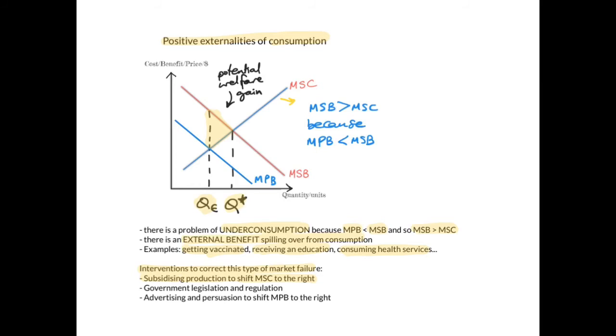Alternatively, the government could also use legislation and regulation, like many governments make education compulsory up to a certain age. And the government could use positive advertising and use persuasion to try and shift MPB to the right. So interventions could either be used to increase supply or increase demand.